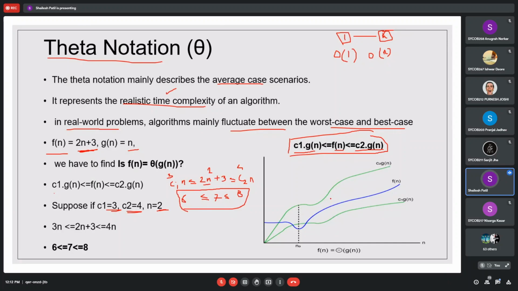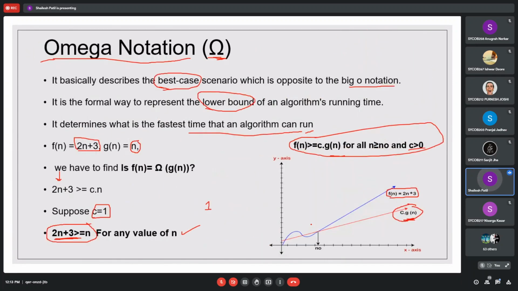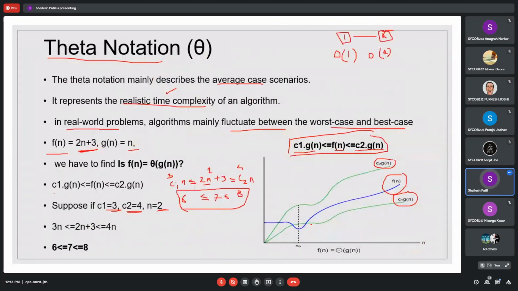In a diagram, c2 will always be greater than c1 for some f of n. If you get a theoretical question like this, you have to draw this diagram and explain exactly what these notations are. So, to be clear on all three notations: big O notation gives us the upper bound. Omega notation gives us the lower bound, or best case complexity. And theta notation always gives us the average case, the in-between case. Clear?